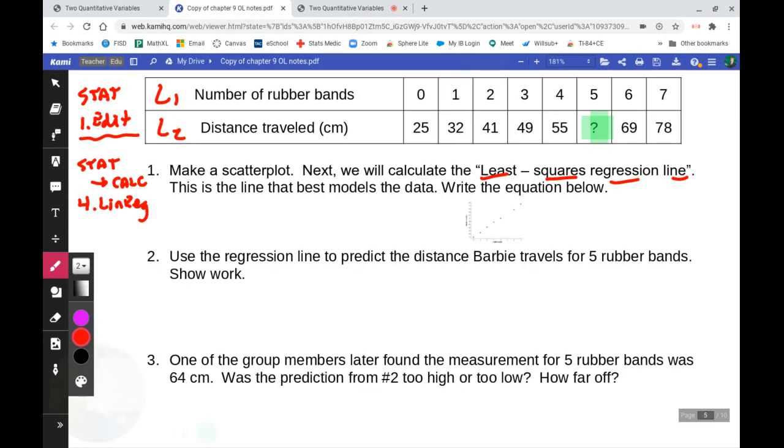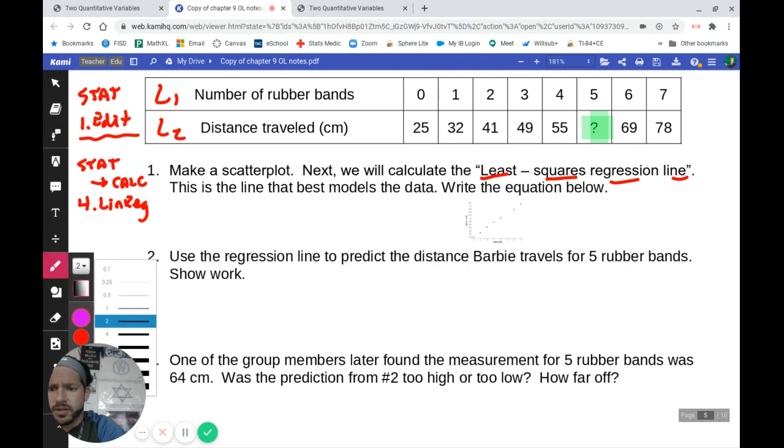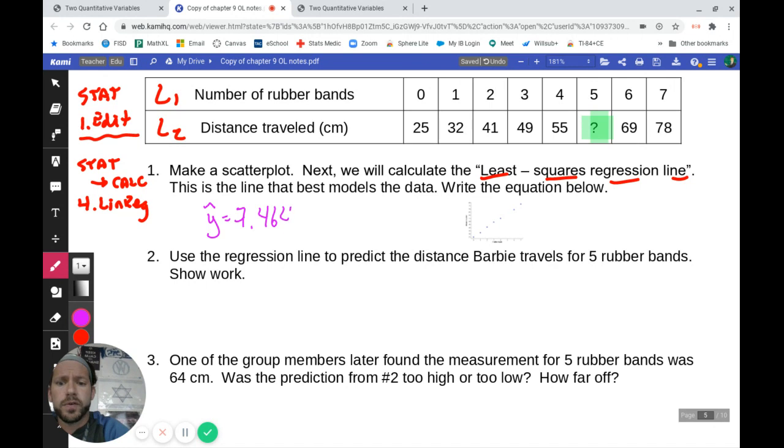So we're going to write down that equation. So let's go on back here. Let's change colors. Let's make it a touch thinner. So we have y, and we're actually going to call this y hat. And that y hat is going to be 7.464x plus 25.333.